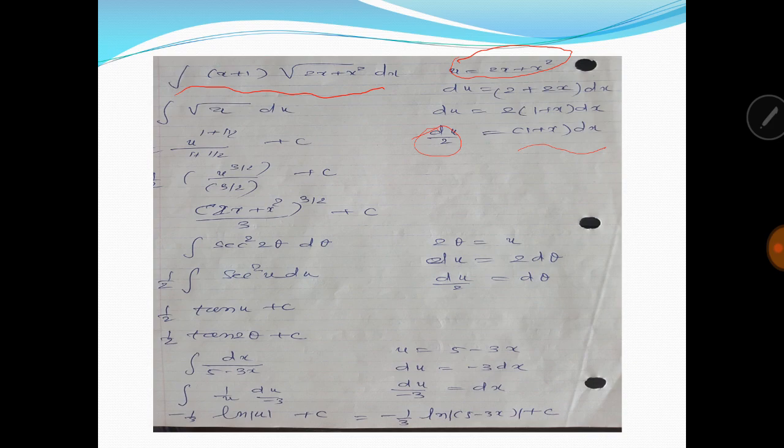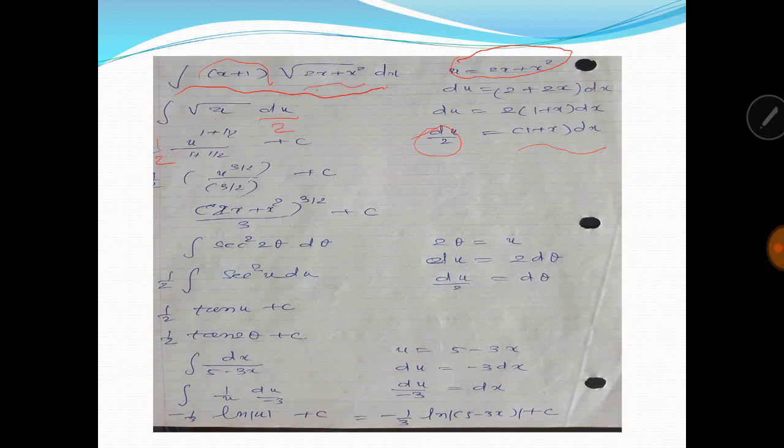So now you can replace this (x plus 1) dx by du by 2, and 2x plus x square by u. So we are using the substitution method. We substituted u equal to this, and (x plus 1) dx is equal to du divided by 2. Now when you integrate the square root of u, you get u power 1 plus 1/2 divided by 1 plus 1/2, and you still have 1/2 here, plus c.